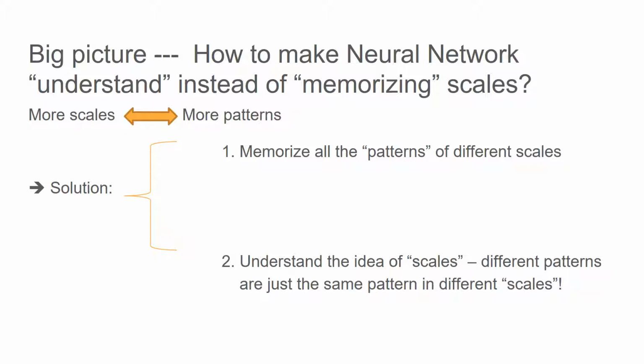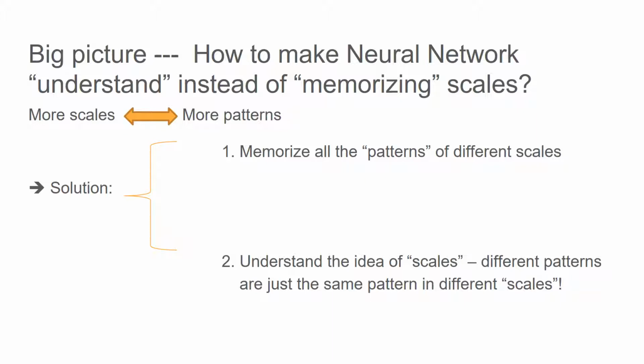So, part B, we're trying to find a solution, first in theory. Here, the big picture is how can we make a neural network understand scales instead of just memorizing them? We can think about scales as a kind of pattern. So the solution to handle the multi-scale problem is actually the solution to handle a lot of patterns.